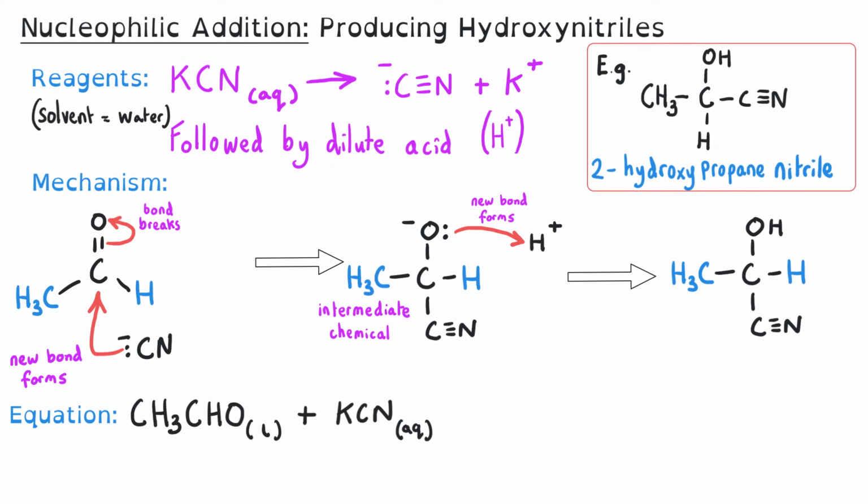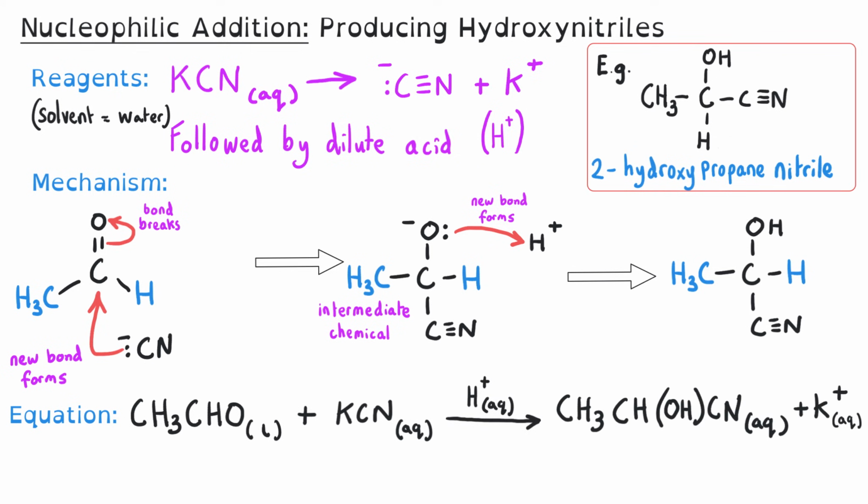And we can represent that with the equation, with the ethanal in its structural formula reacting with the potassium cyanide in aqueous solution, remember, and then that converts into the 2-hydroxypropane-nitrile and the potassium ion, which I'm including here because I'm using the full reagent in the reactants, but technically that potassium ion is a spectator ion because it's aqueous on the left and aqueous on the right. And the dilute acid, the H+, would also be added over the arrow, and that would be aqueous as well.